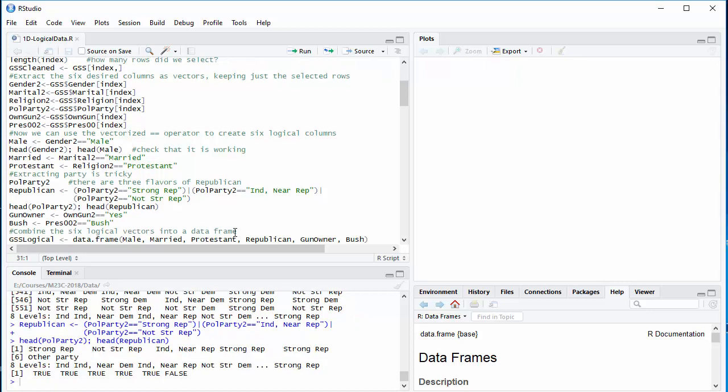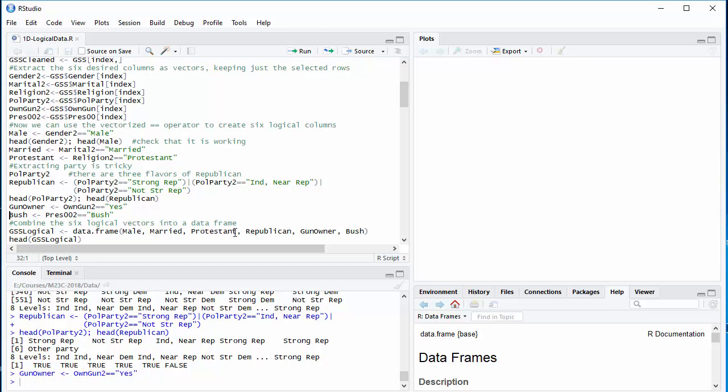Never do anything without testing it. I look at the first 6 entries in the political party, and I see that the first 5 are various flavors of Republican, and the 6th one is other party. And when I look at the resulting logical vector, I see to my delight it's got 5 trues followed by a false. Finally, I'll make a column which is true when the individual being surveyed voted for Bush.